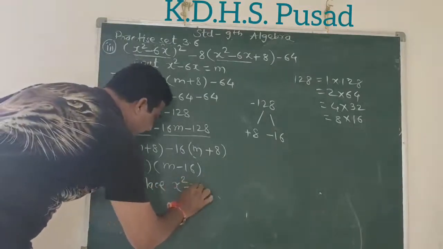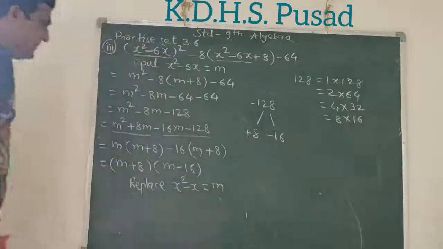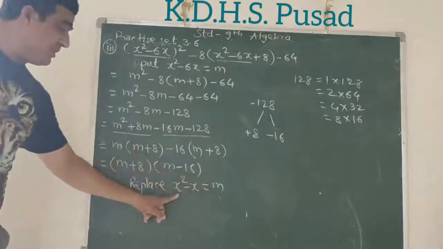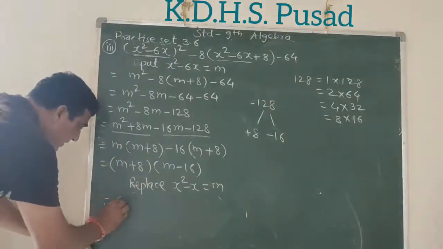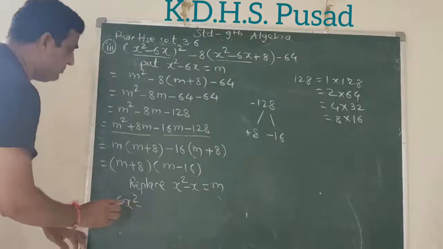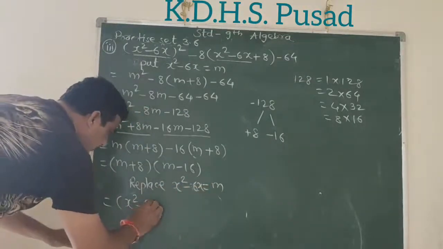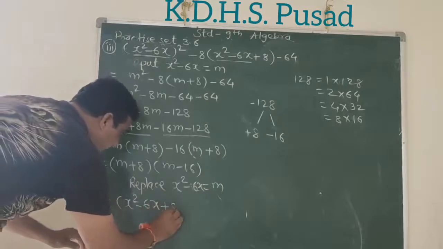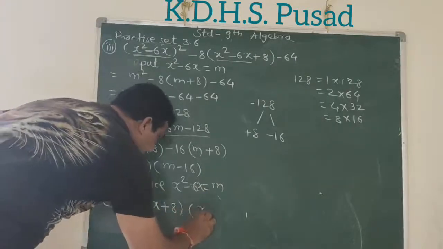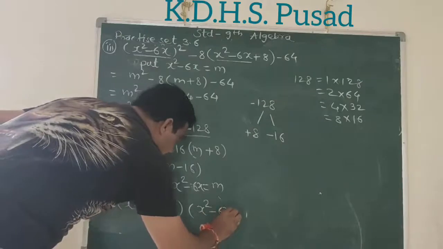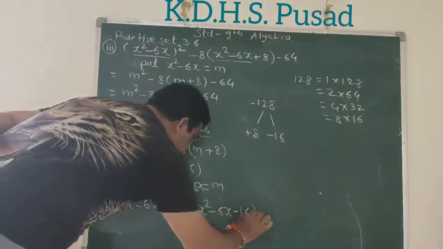x square minus x equal to m. That means instead of m, write down x square minus x. So what will we get? Here x square minus 6x, x square minus 6x, and this plus 8. First bracket, second bracket, x square minus 6x minus 16.